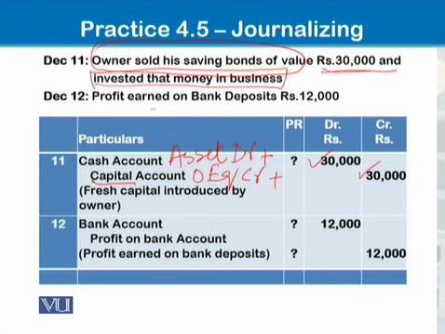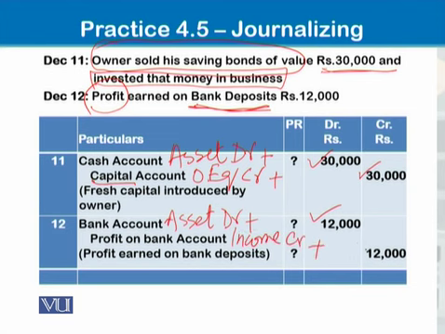Then, profit earned on bank deposit. Whenever we earn profit on a bank deposit, the bank balance increases. Bank is our asset, which is of debit nature, increasing, should be debited. And profit is our income. Income is of credit nature, it is also increasing, should be credited. Profit is our income, okay? We are earning a profit on the bank balance.